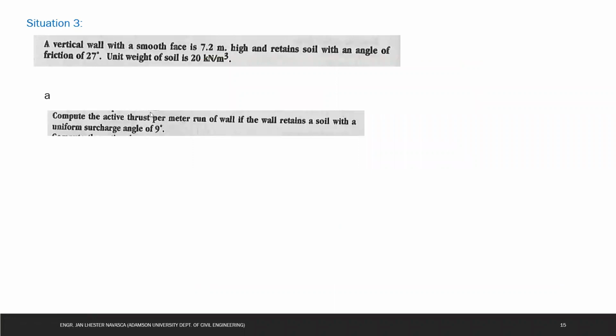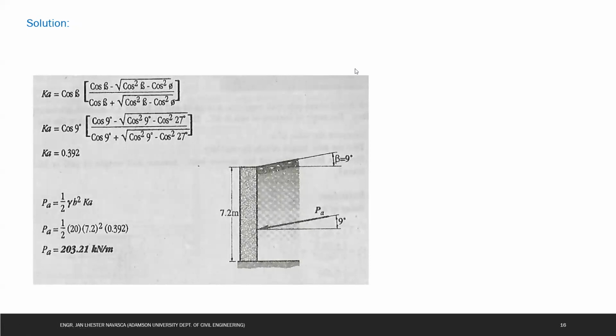Okay, so situation 3. Next problem, situation 3: a vertical wall with a smooth face that is 7.2 meters high and retains a soil with an angle of friction that is 27 degrees. The unit weight of the soil is 20 kilonewton per cubic meter. Number 1, compute the active thrust per meter run of the wall if the retained soil has a uniform surcharge angle of 9 degrees. This time, this is not a horizontal backfill. So you have this inclined backfill.